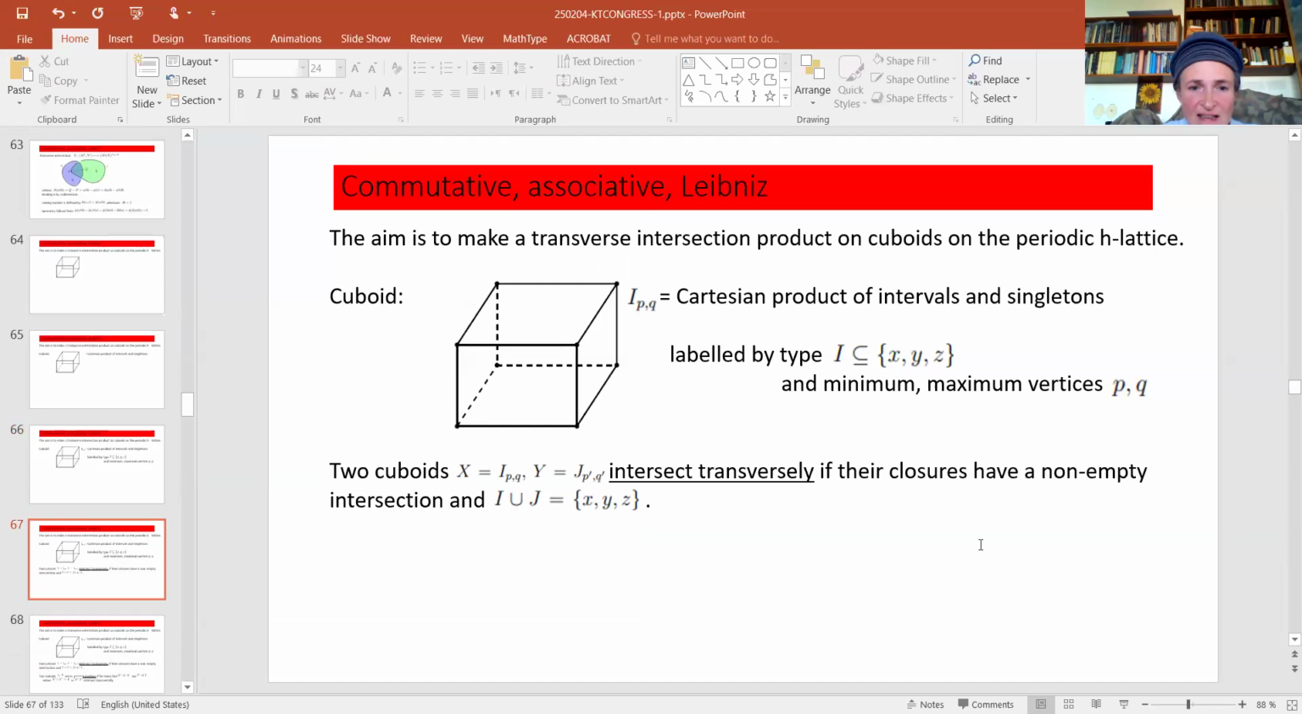Okay, 2 cuboids are said to intersect transversally if their closures have a non-empty intersection. So geometrically they intersect, and the union of the types is all of x, y, z. So that means that their tangent spaces span the whole tangent space, or equivalently, their normal spaces are disjoint.